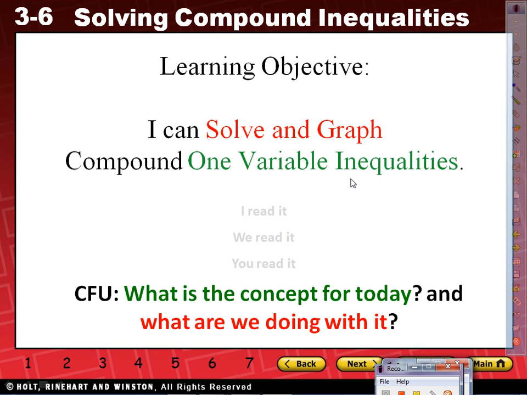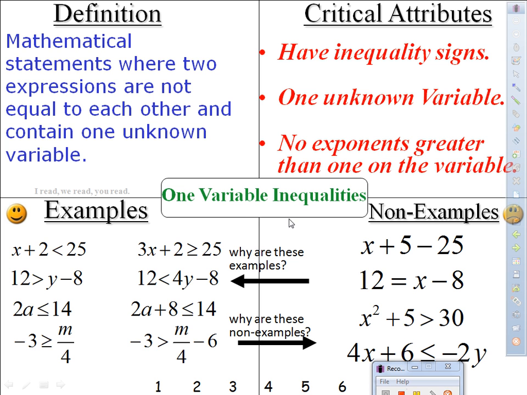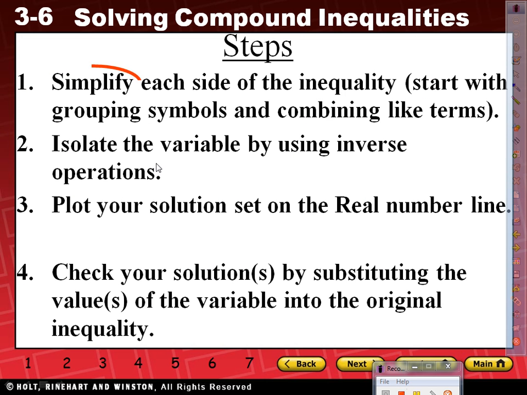All right, so we're on the same concept, one variable inequalities, but today we're looking at a special type of inequality called compound. Let's find out what is so special about it. We don't need the Frayer model because we already know what one variable inequalities are. We don't need the steps because we know that our steps are to simplify, isolate, plot, and check. Have we been doing that? Yeah, even the homework's been asking you to check on some of them, right?